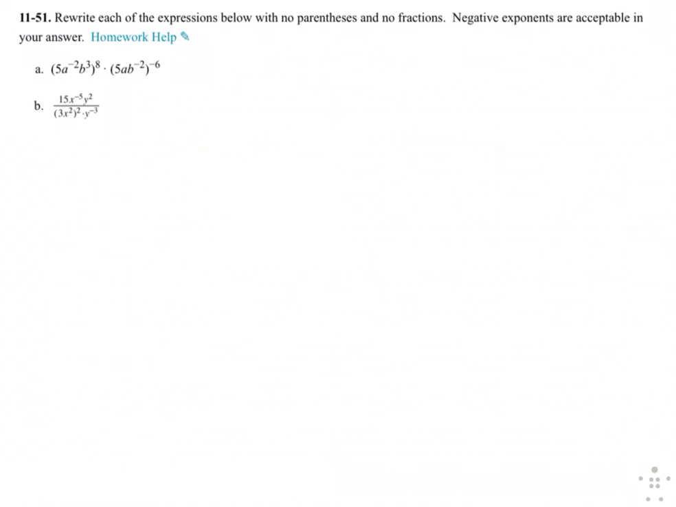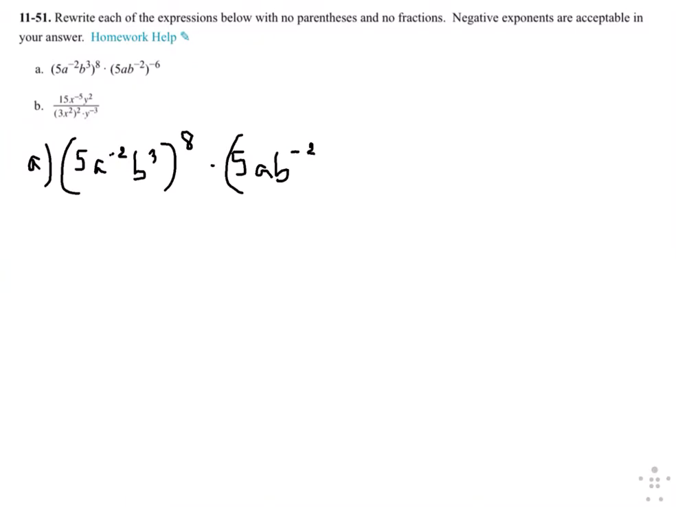Okay, for 51, we want to multiply those. So let's write it: (5a^-2 b^3)^8 times (5a b^-2)^-6. Now, I find it's easier to leave all your negative exponents until the very end and then swap into the denominator.